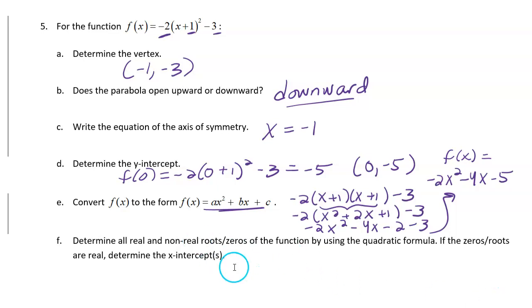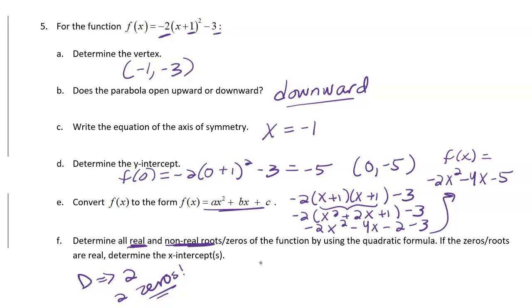All right, so then part F, it says determine all real and non-real root zeros of the function by using the quadratic formula. So this is a degree 2, okay? This quadratic has a degree of 2, which means we have 2 zeros. However, we've discussed in a previous video, we're now starting to see that sometimes we have real zeros, and sometimes we're going to have non-real zeros. And that's our complex numbers, those imaginary numbers that we've discussed.